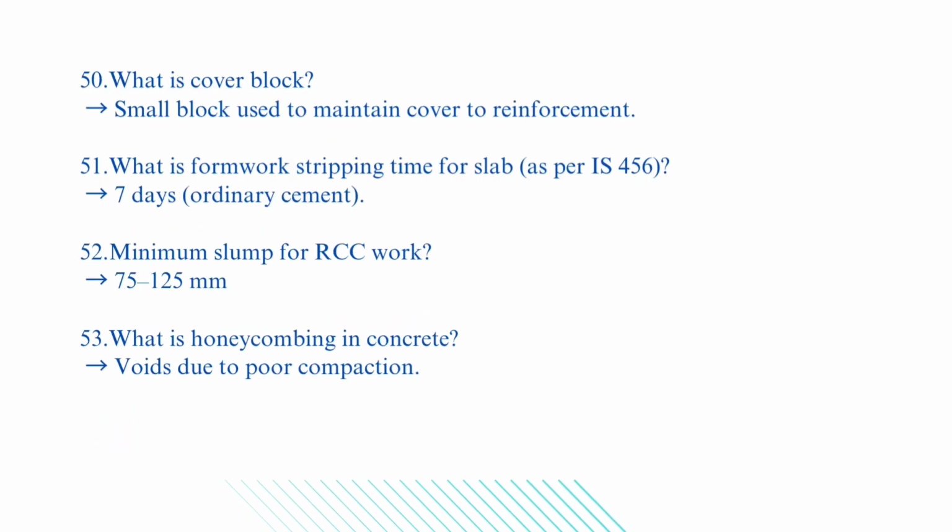Next question is, what is a cover block? Answer is, a cover block is used to maintain the cover to reinforcement. The next is, what is a formwork stripping time for slab? Then according to the IS 456, it is 7 days for the ordinary cement. The next is minimum slump for the RCC work and it is 75 to 125 mm. Then question number 53, what is a honeycombing in concrete? And the answer is, void due to improper compaction is called a honeycombing in concrete.